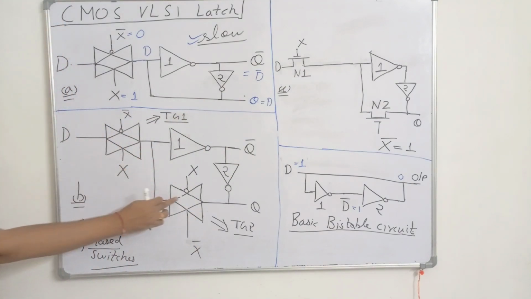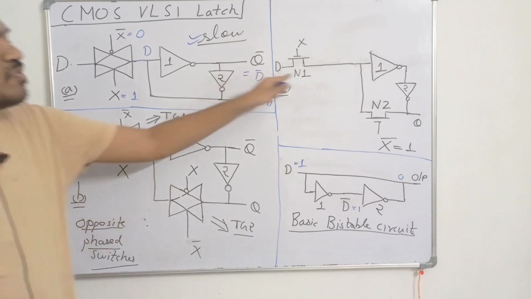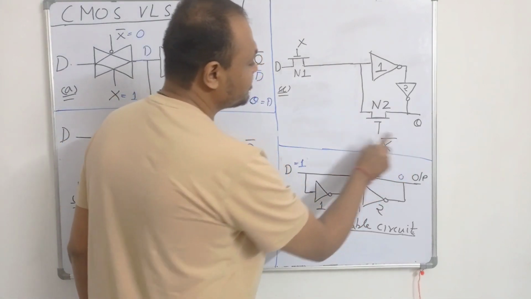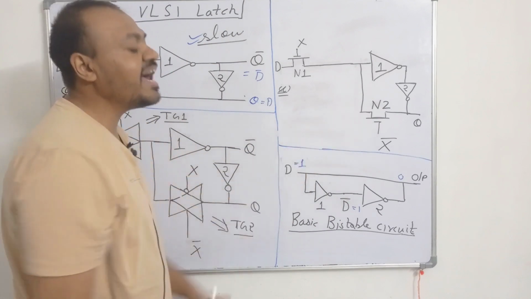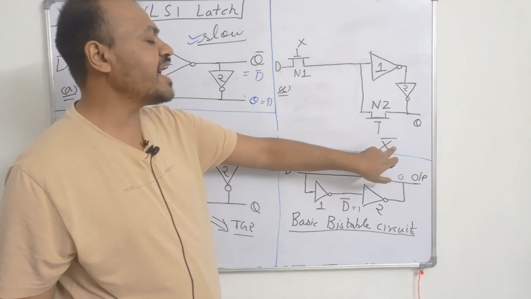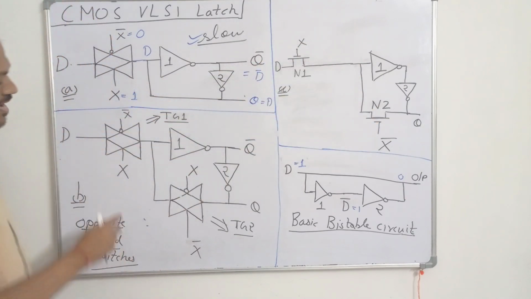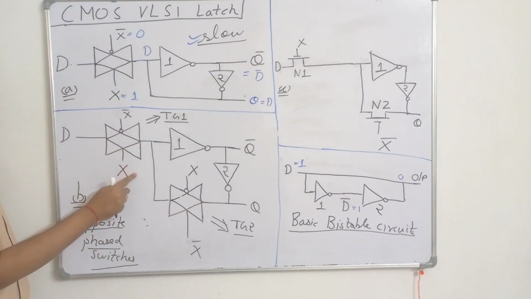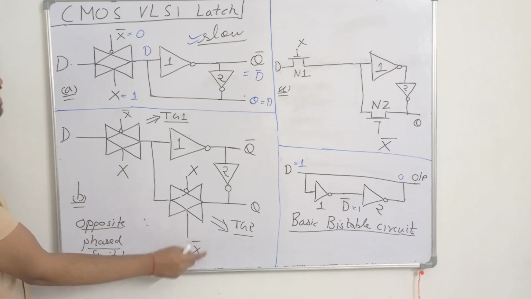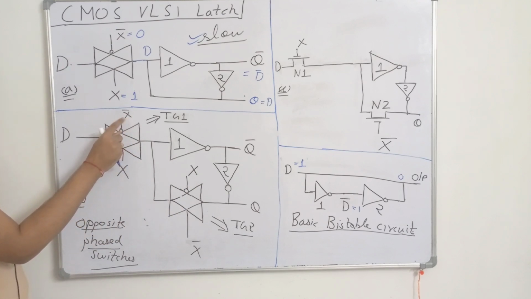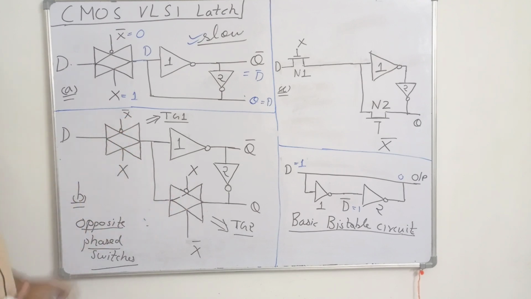The important thing to note is that both the switches are oppositely phased. These switches are also oppositely phased because at the gate of this NMOS we have the input X bar, and at the gate of this NMOS we have X. So these are oppositely phased. Here also at the gate of NMOS we have X, and at the gate of this NMOS we have X bar, and at the gate of this PMOS we have X, and at the gate of this PMOS we have X bar. So again these switches are oppositely phased. So as I told, B and C are equivalent circuits.